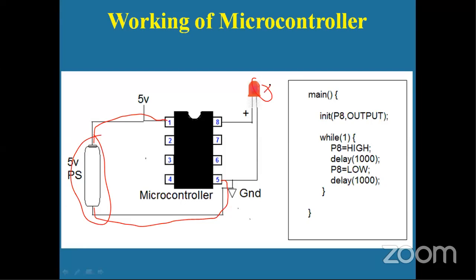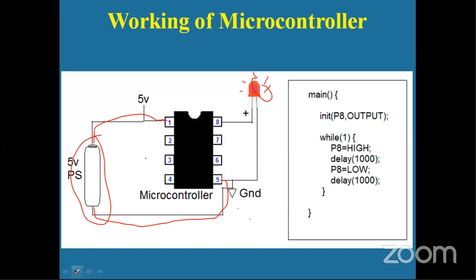What do you need to switch on the LED? You need plus 5 volt. You need to supply plus 5 volt to the positive leg, and the negative leg of the LED you should connect to the ground. Then you will find that the LED will start glowing.